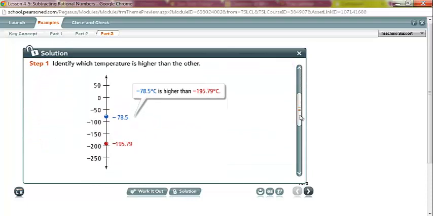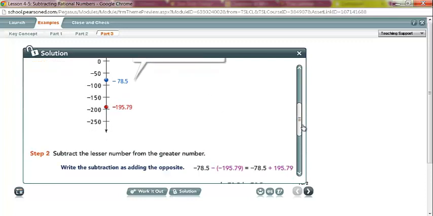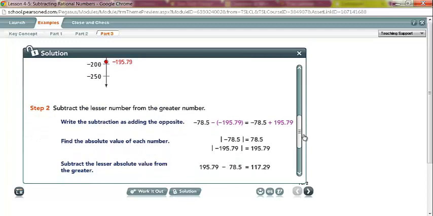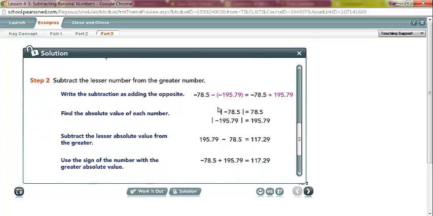So if you're using a number line, just like we see on the thermometer, we can easily see which one's higher. So by this, we know that negative 78.5 degrees is actually warmer or higher than negative 195.79 degrees Celsius. That's a visual way of seeing it, which helps us greatly. And then we needed to set this up, so we needed to subtract the smaller one from the larger one.